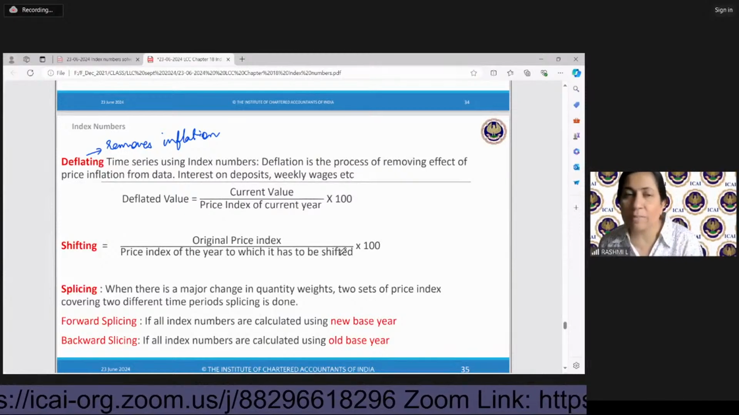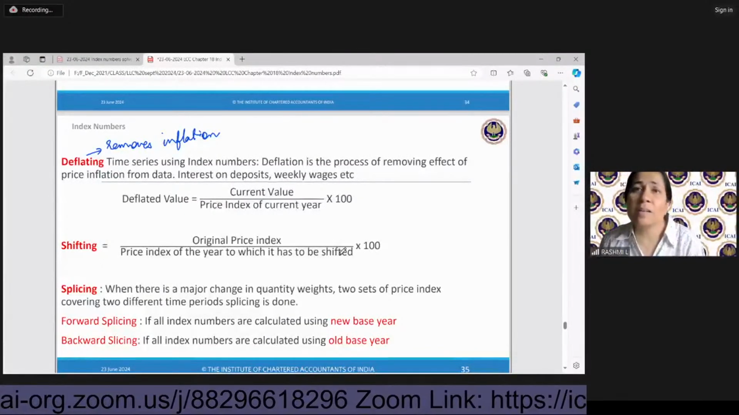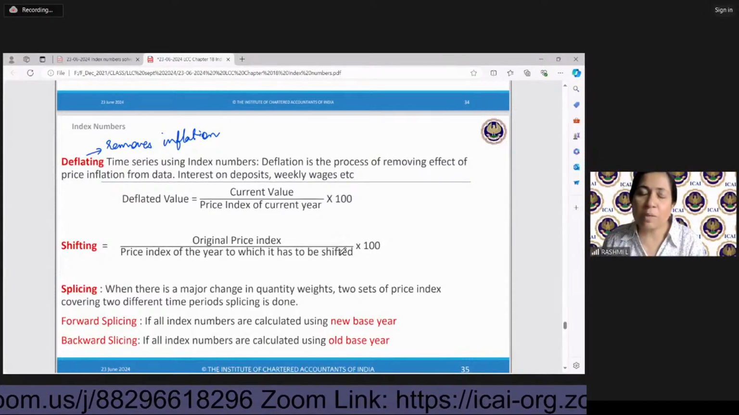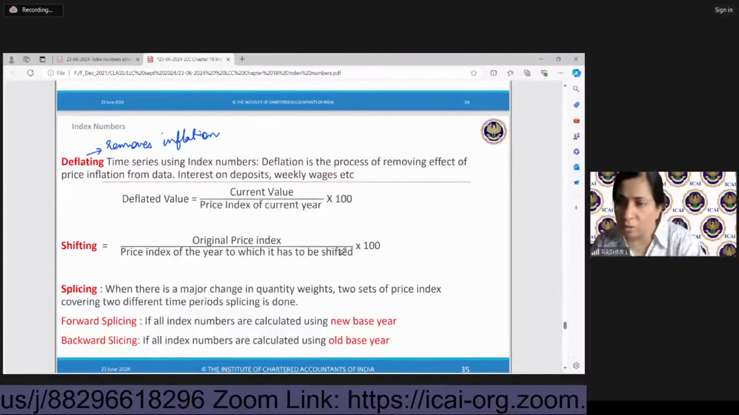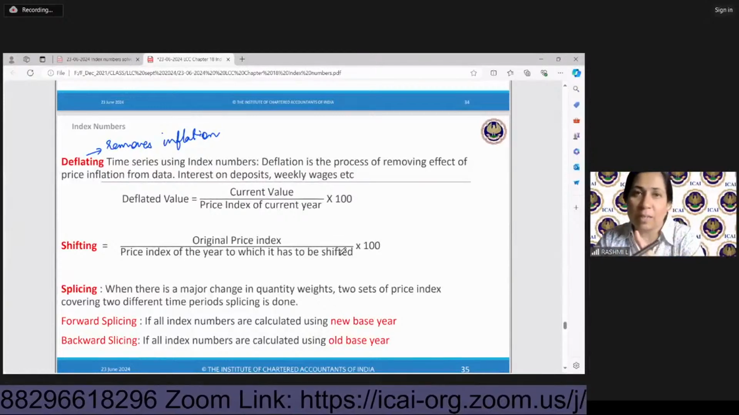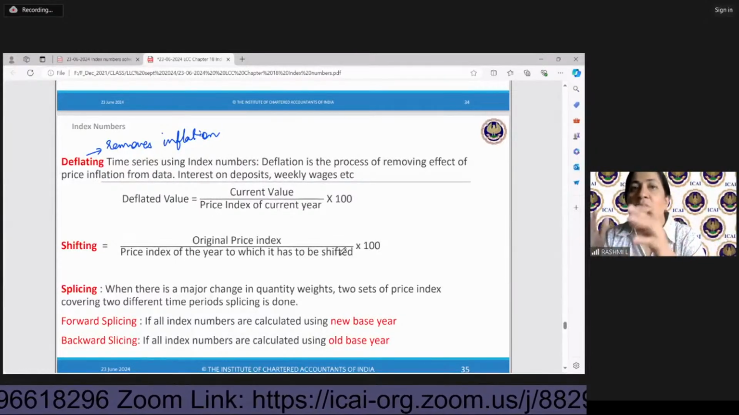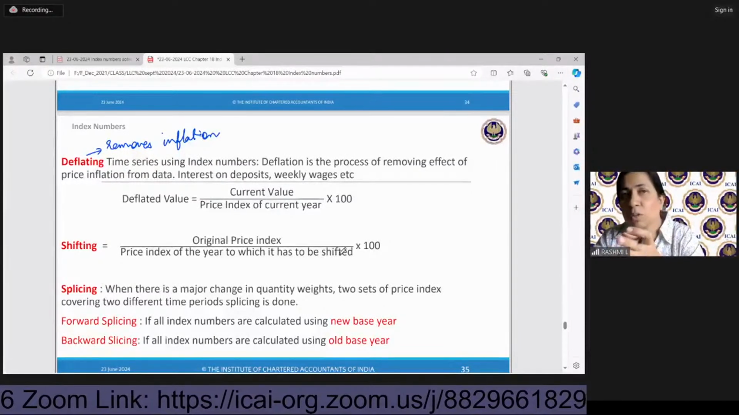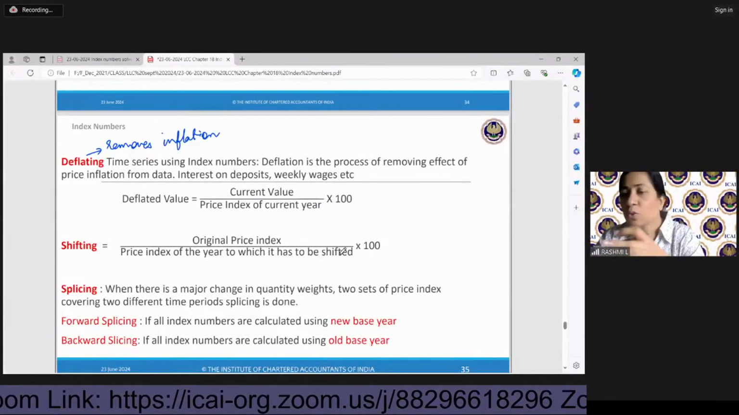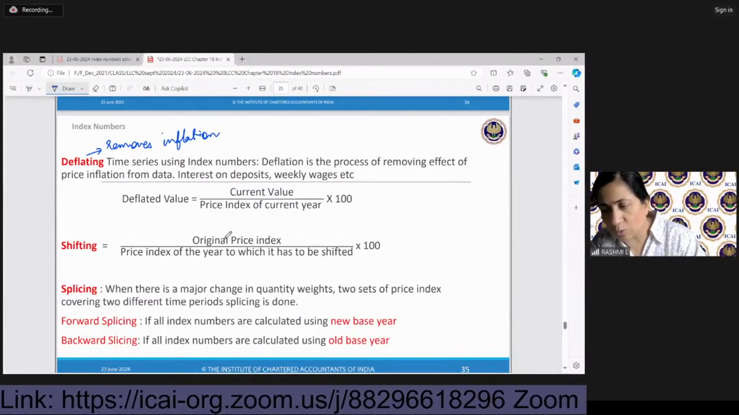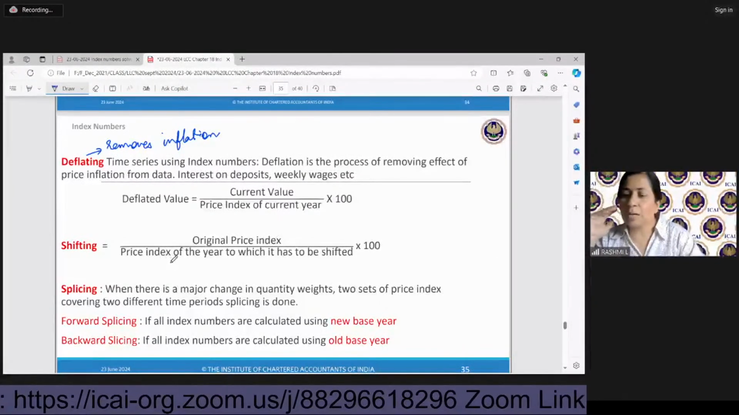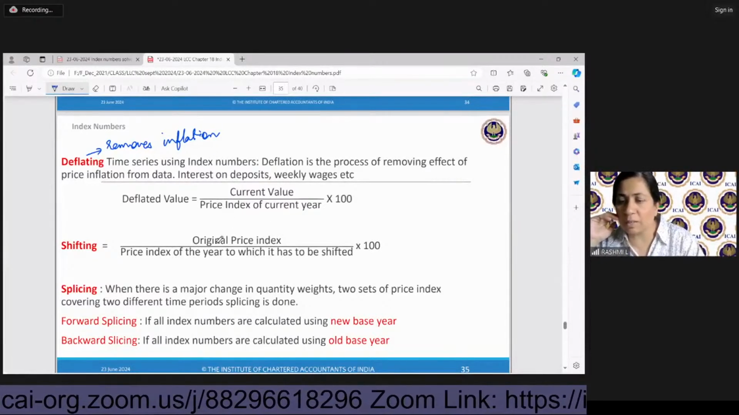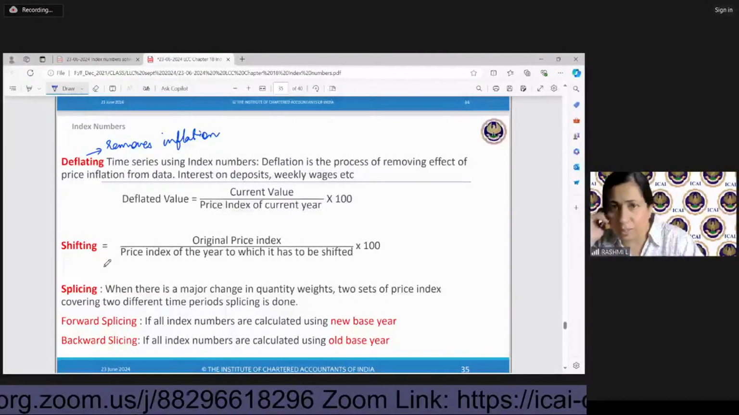Okay, so you may have for all these years taken 2000 as your base year, but now post pandemic you would want to divide the whole time data into pre COVID and post COVID. So now what we do is we shift the base year from 2000 to 2020. So that is known as shifting. So what we do is original price index upon price index of the year to which it has been shifted. Once you compare that, you will be able to talk about the shifting.